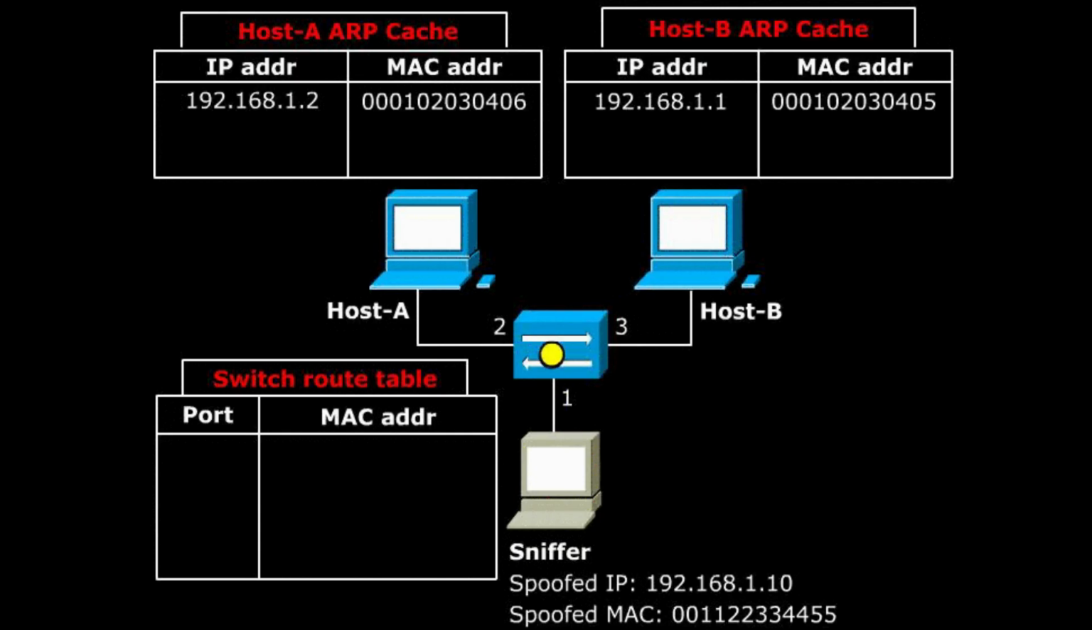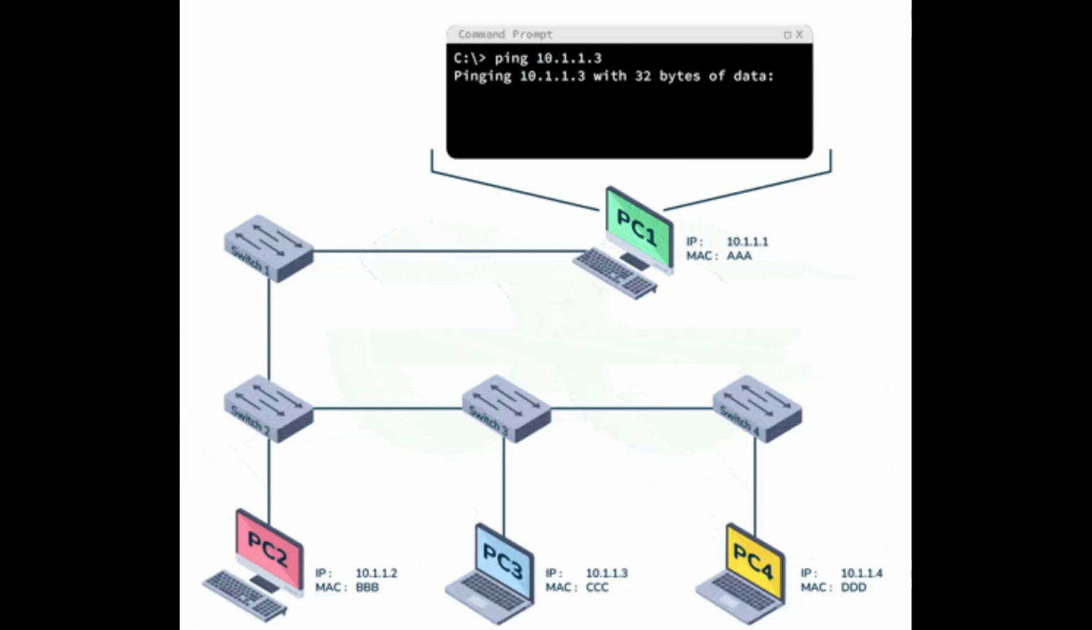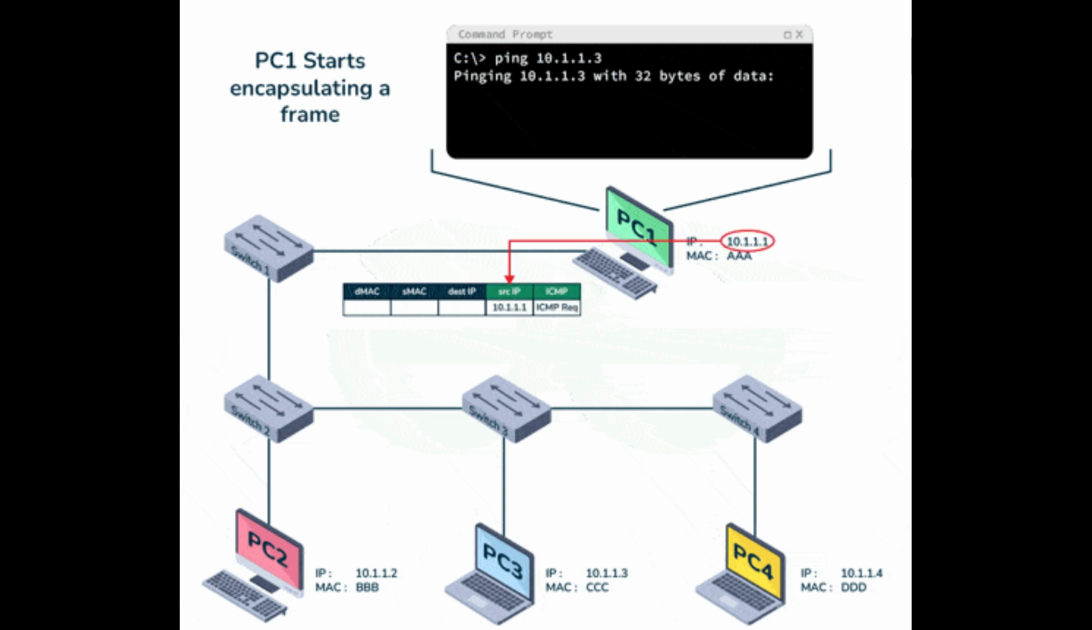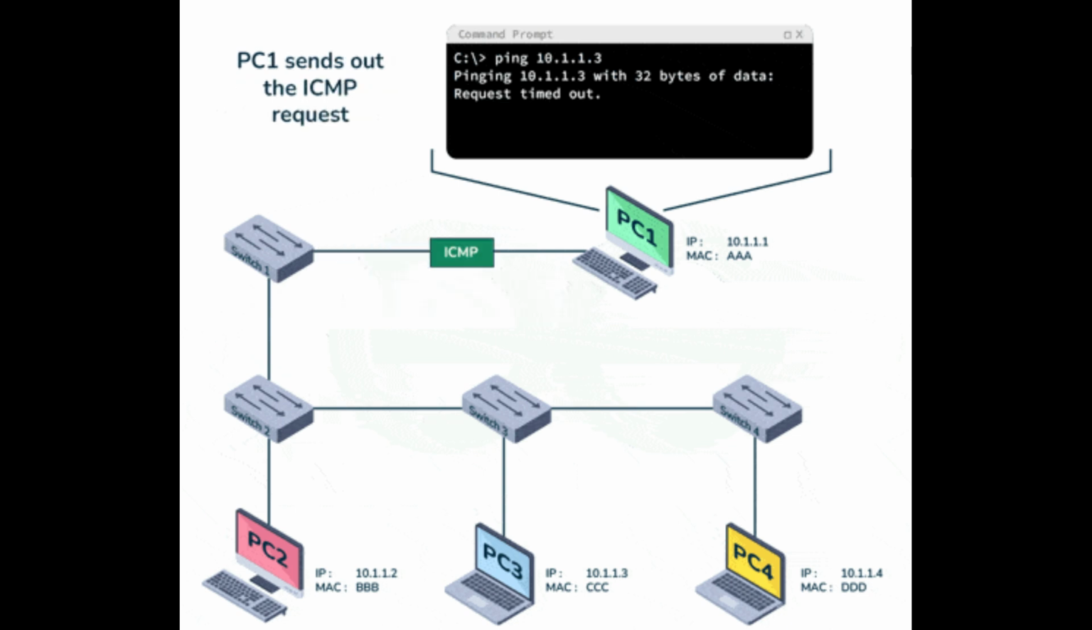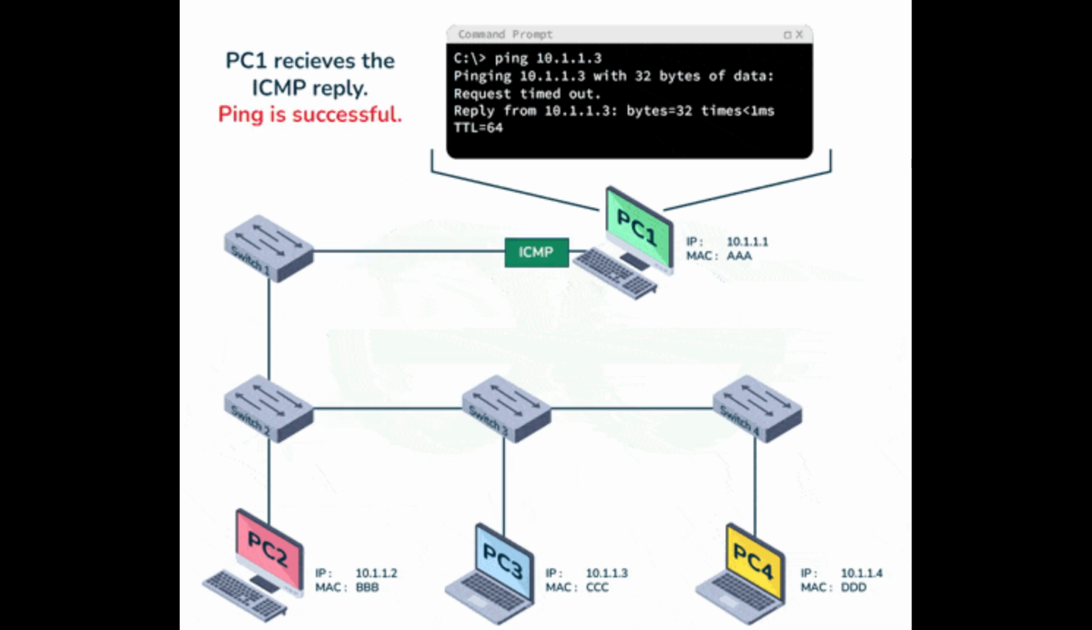When a device wants to communicate with another device on the same LAN, it first checks its ARP cache to see if it already knows the MAC address corresponding to the IP address of the target device. If the MAC address is not found in the cache, the device sends out an ARP request broadcast packet to the entire LAN, asking who has this IP address. The device with the corresponding IP address then responds with its MAC address, allowing the requesting device to update its ARP cache with the MAC address of the target device.